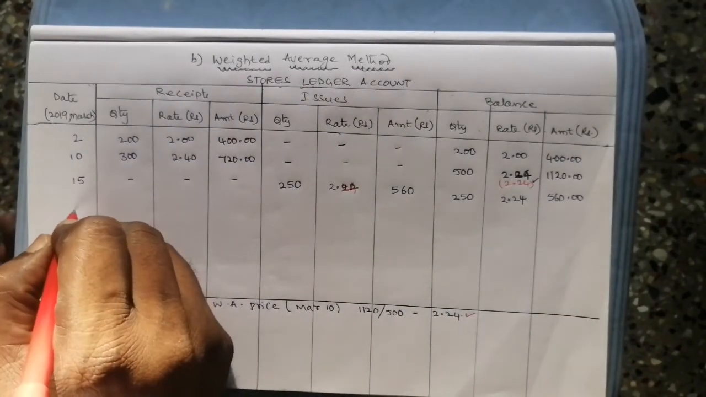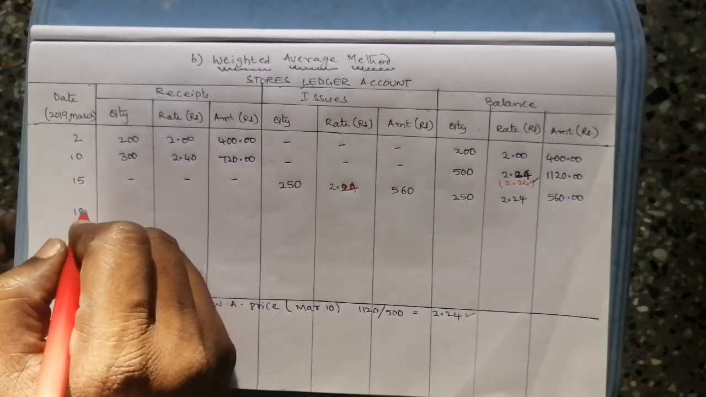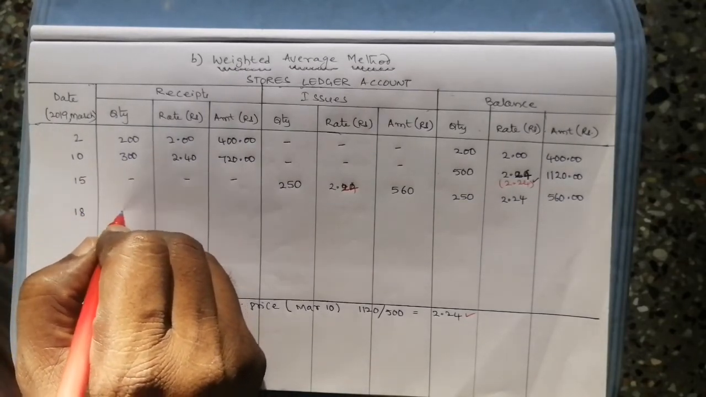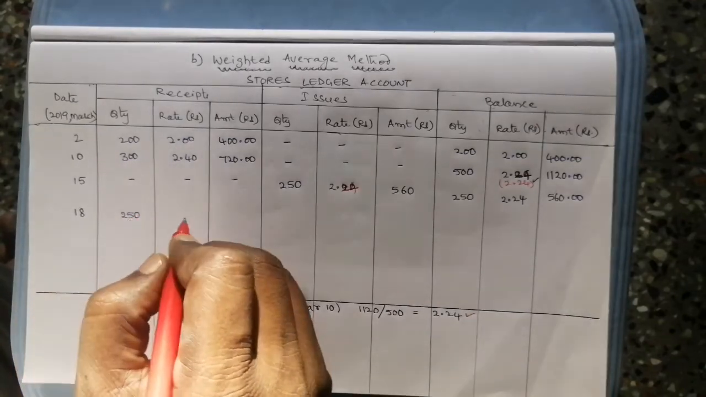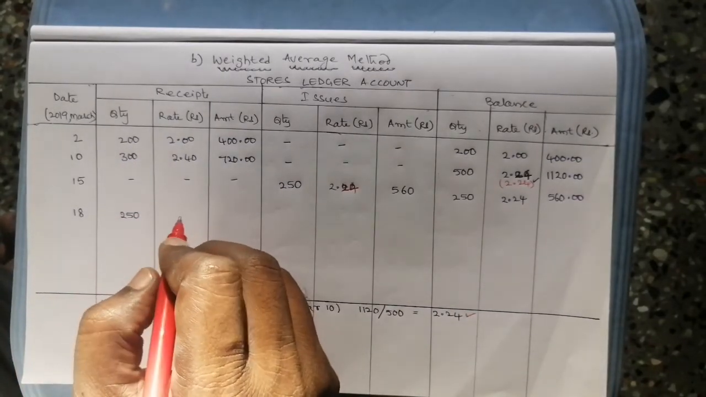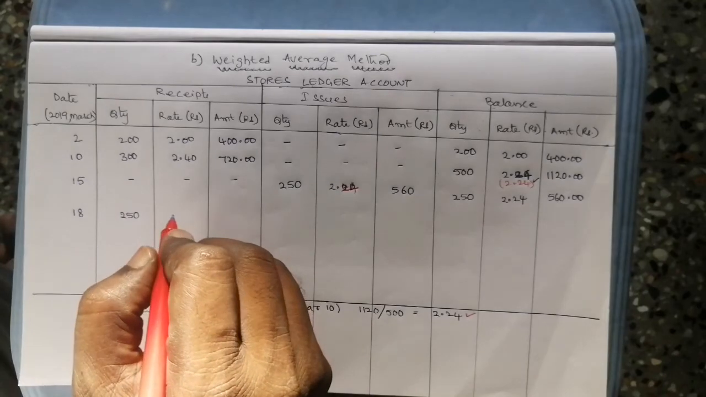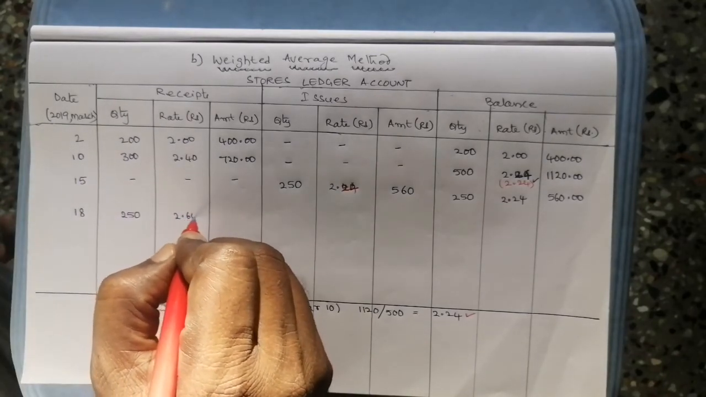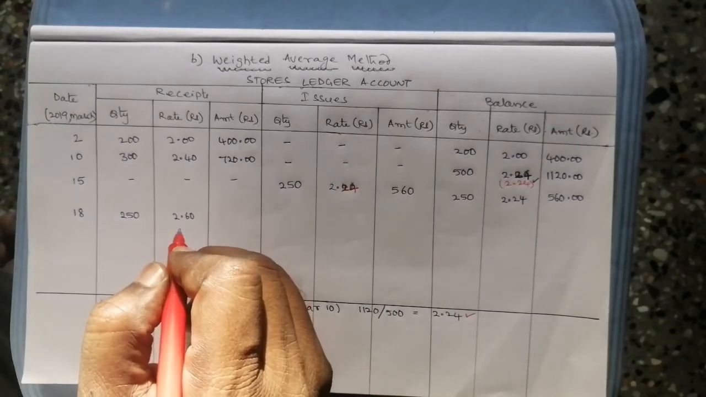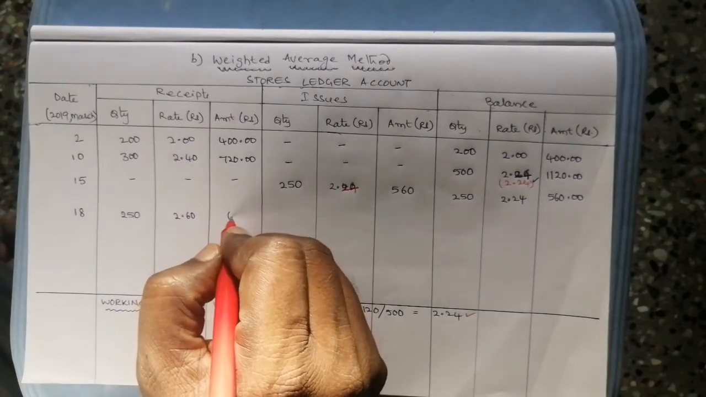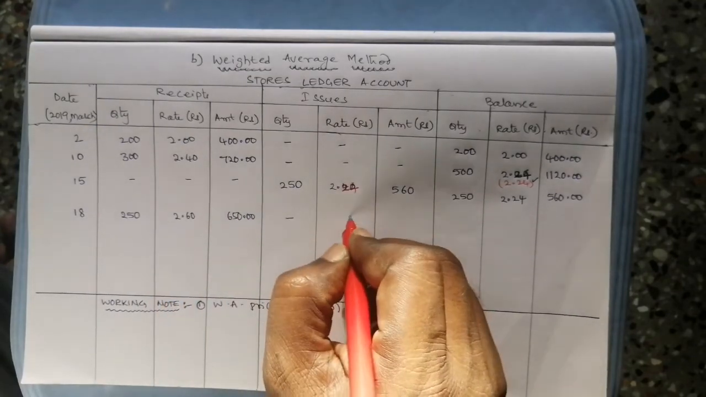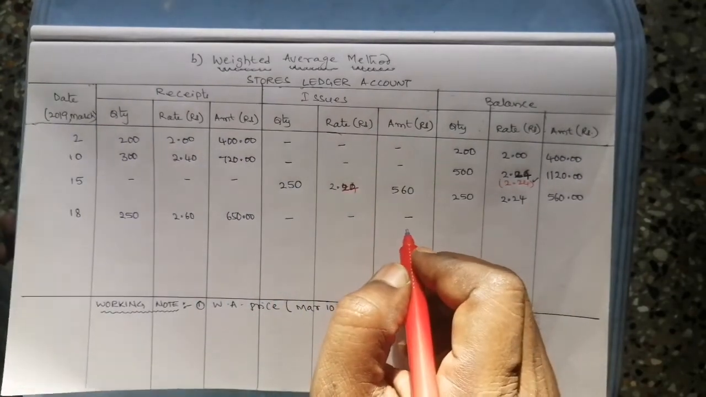Now come to March 18th. On March 18th there is a transaction of 250 units received, and we are recording it in the receipts. At what price is it received? 2 rupees 60 paisa. It is received at 2 rupees 60 paisa, amounting to 650 rupees. There is no issue of material on that day.